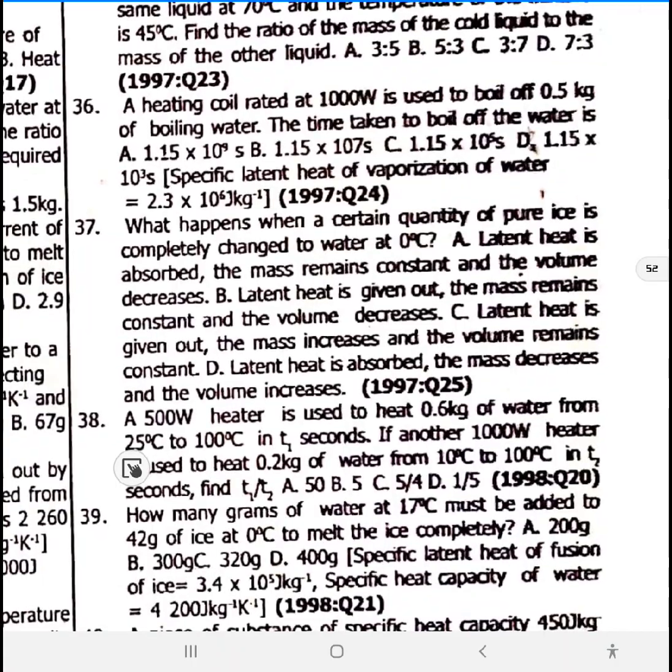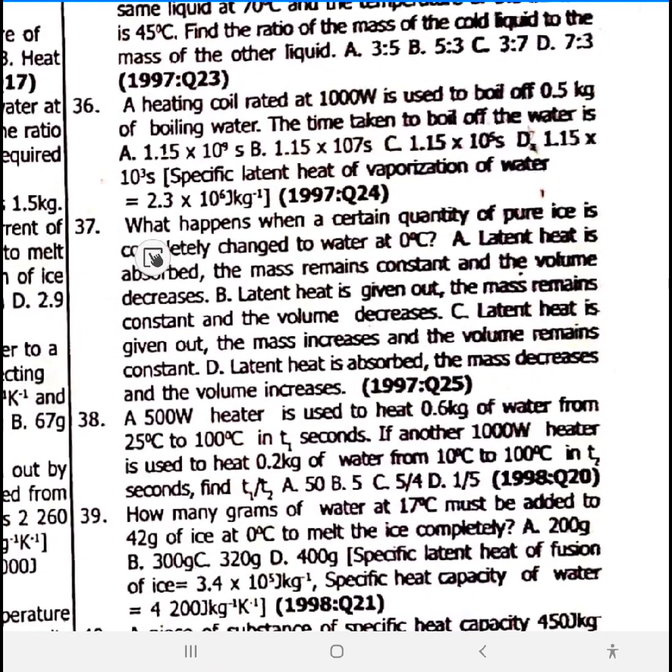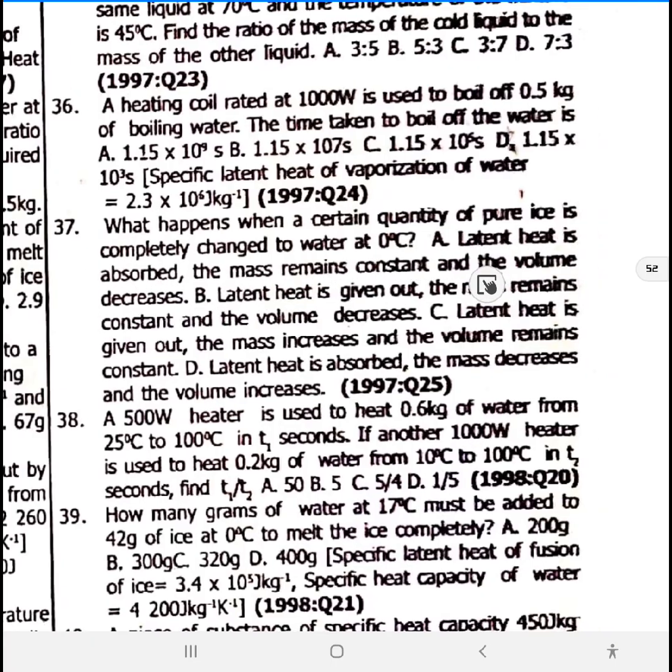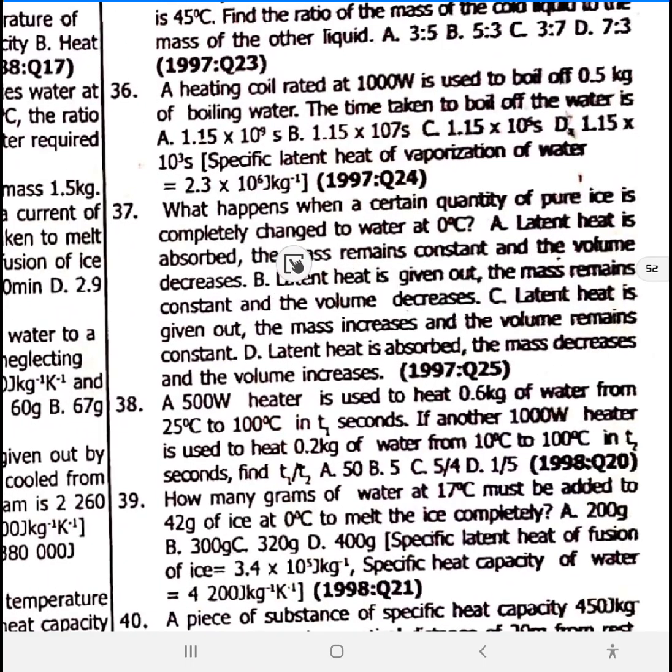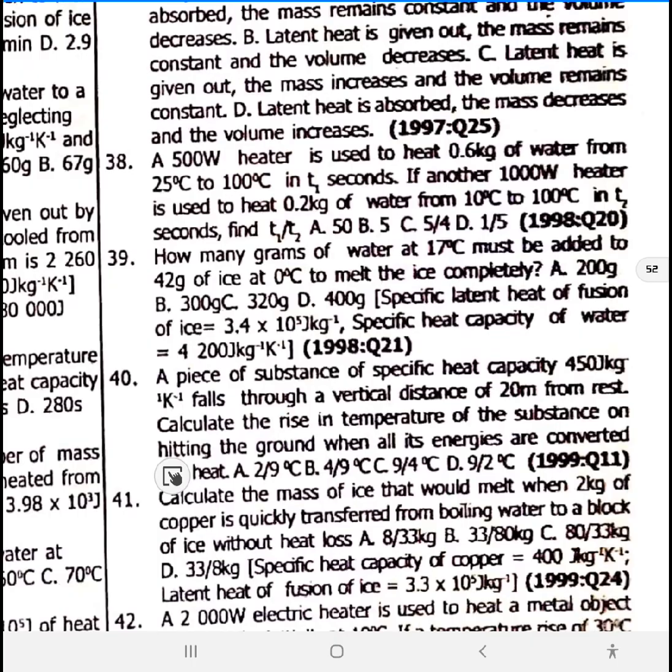What happens when a certain quantity of pure ice is completely changed to water at 0 degrees Celsius? This one has to do with specific latent heat of fusion. Latent heat is absorbed, the mass remains constant and the volume decreases. Option A. 38 has to do with calculation.